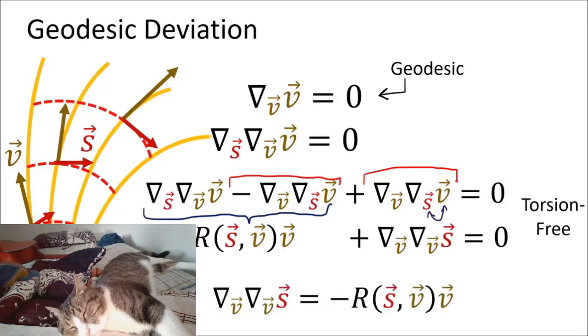So we found that the second derivative of this separation vector s, which is also called the geodesic deviation, is given by the output of this Riemann tensor expression with a negative sign in front.